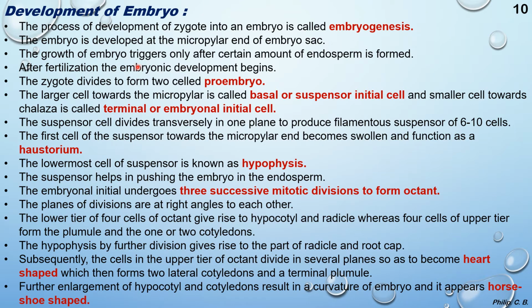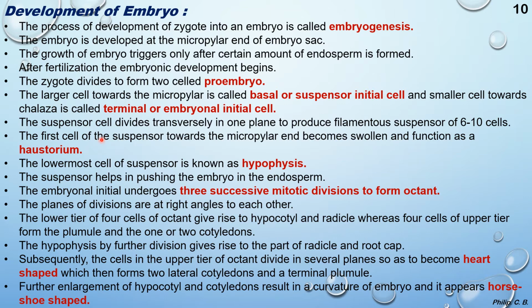The growth of embryo triggers only after certain amount of endosperm is formed. After fertilization, the embryonic development begins. The zygote divides to form two-celled proembryo. So the zygote first divides to form a two-cell proembryo. As you saw earlier in the image, how the zygote forms the embryo, later on seed formation takes place. Then larger cell towards a micropylar is called base cell or suspensor initial cell, and smaller cell towards the chalazal end is called the terminal or embryonal initial cell.